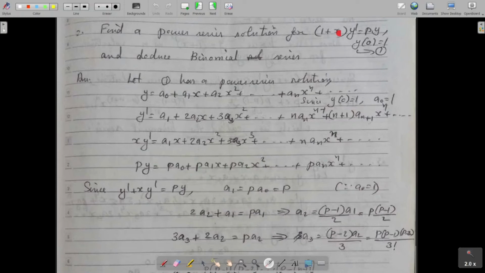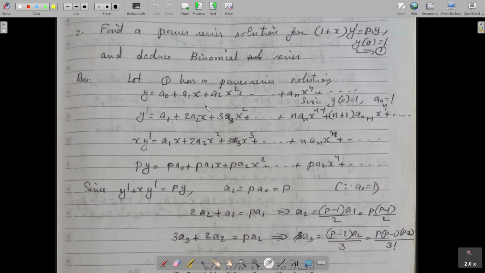Now the equation is y dash plus xy dash equal to py. So we have to add these two equations and equate it to py. First consider the constant term. Here it is the constant term a1. We have to add y dash and xy dash. Here there is no constant term, and on the right the constant term is pa0. So a1 equal to pa0. That is the first equation. Since a0 equal to 1, as we have already found, we have a1 equal to p.